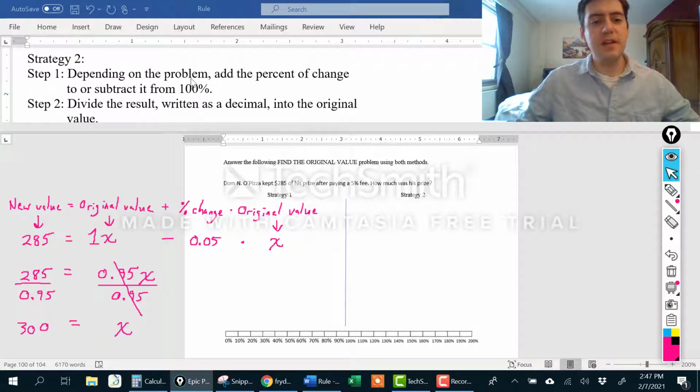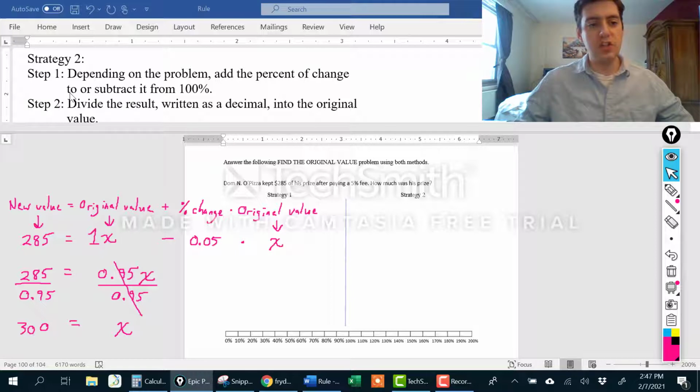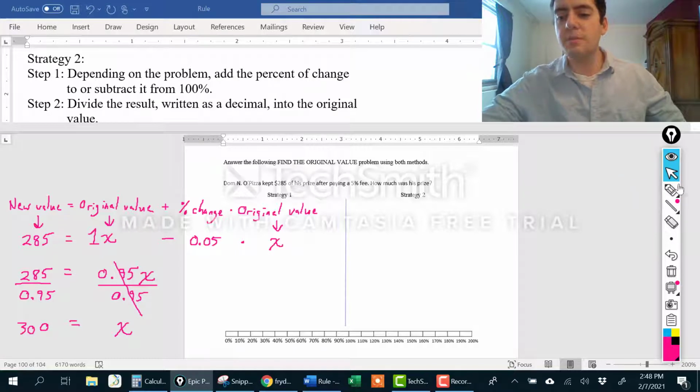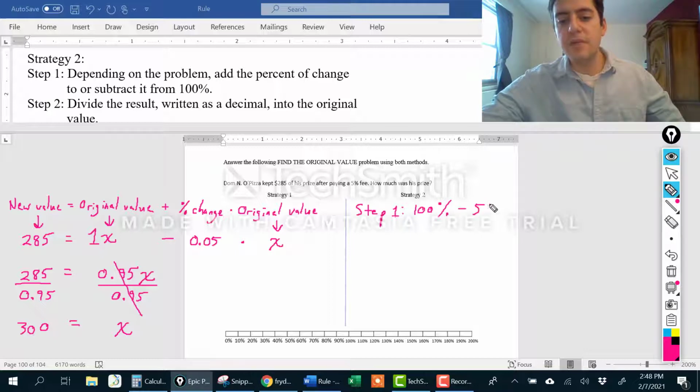So step 1, depending on the problem, add the percent of change to or subtract it from 100%. So this was a 5% fee. It's something that Dom had to pay, and therefore we're going to subtract it, because his money doesn't go up when he pays something. His money goes down when he pays a fee. So we're going to subtract that percent of change from 100%. So step 1 for strategy 2 is to do 100% minus 5%, which is 95%.